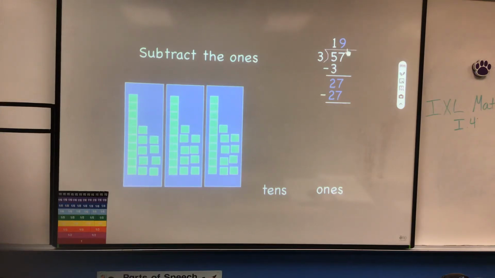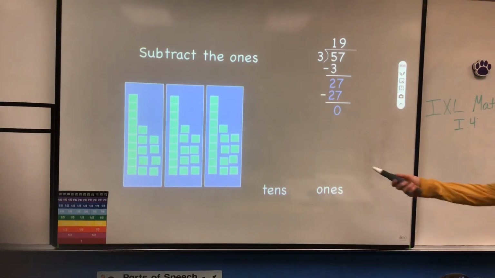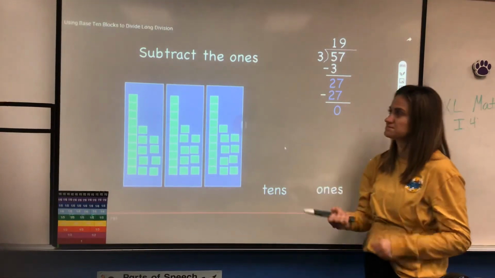So that's the number we write up here. How many ones were we able to put in each group? 9. And that's because 9 times 3 is 27. That's what you do in the standard algorithm now. We had to think 27 divided by 3. Well, that's 9. 9 times 3 is 27. Now we're going to subtract. And fortunately, we have 0 left over, so there's no remainder. Notice how there's nothing left here?